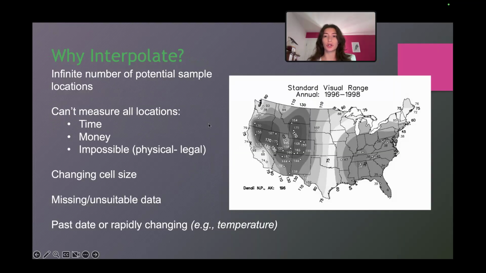So why would we want to interpolate? There are an infinite number of potential sample locations, but we can't always measure these sample locations. Some of these reasons may be time, money, or just impossibilities, whether it is a physical place that's impossible to get to, whether there are legal sanctions around it that don't allow researchers or individuals to go take these samples. So when we interpolate, we can do this for changing cell sizes, we can do this for missing or unsuitable data, and we can also do it for data that's past a certain date or rapidly changing data, such as temperatures.